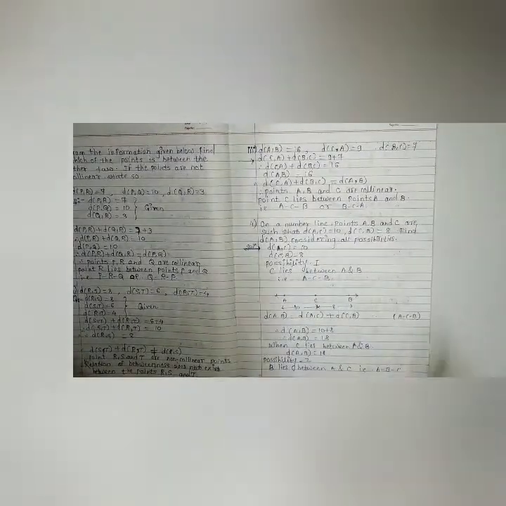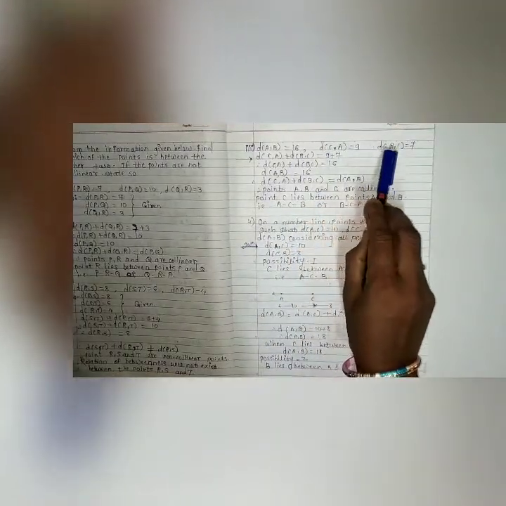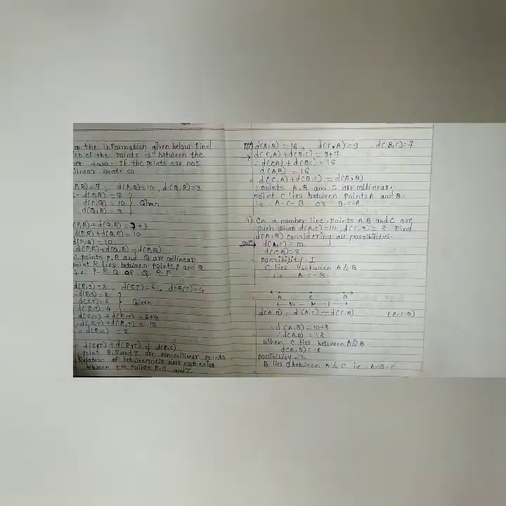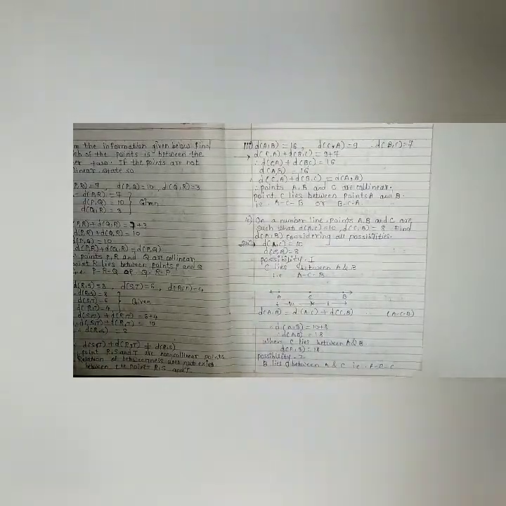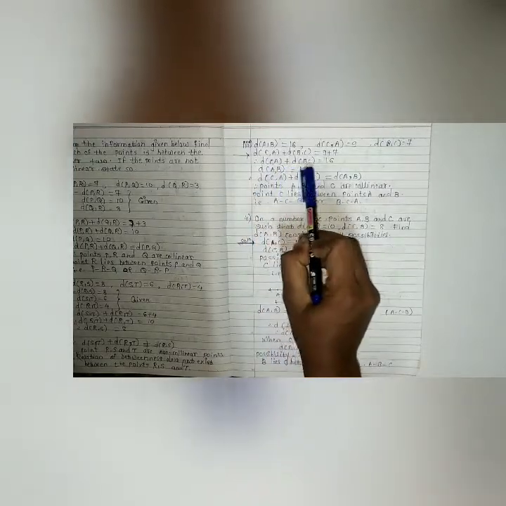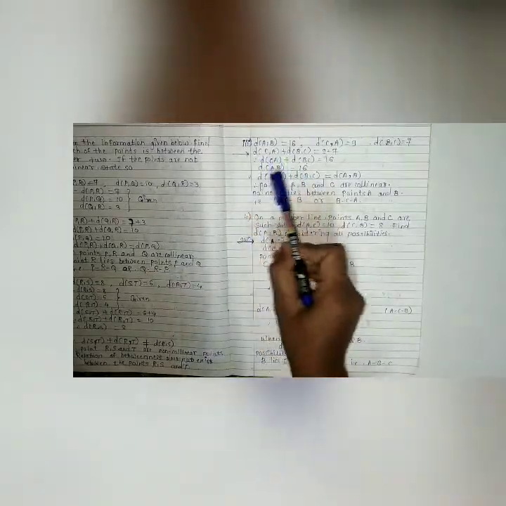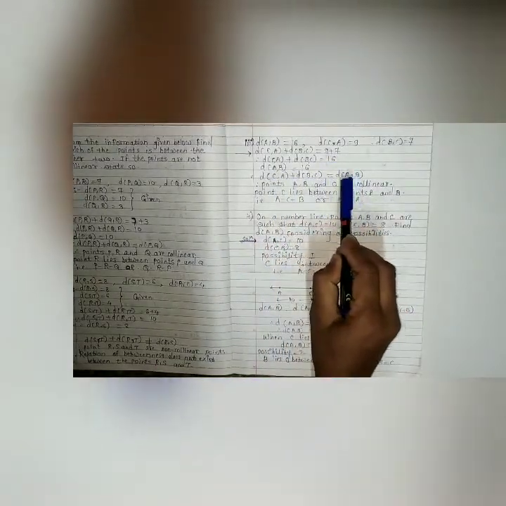Now example number 3 is: distance AB is equal to 16, distance CA is equal to 9, distance BC is equal to 7. Here we first check whether points A, B and C are collinear, or which point lies between the other two points. First of all, distance CA plus distance BC is equal to 9 plus 7, which is equal to 16. Distance AB is given as 16, and the addition of these two distances is 16. Therefore, distance CA plus distance BC is equal to distance AB.